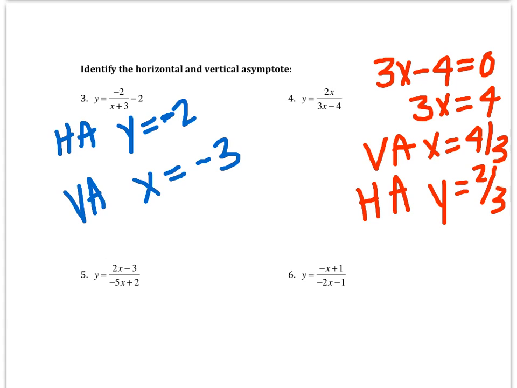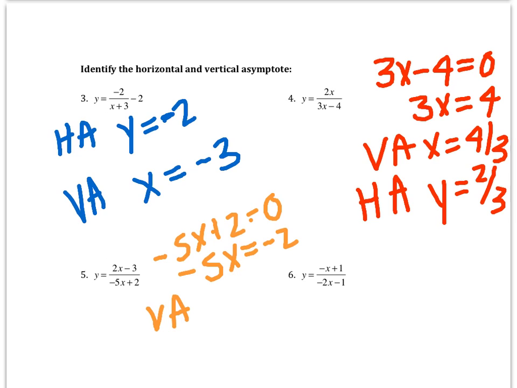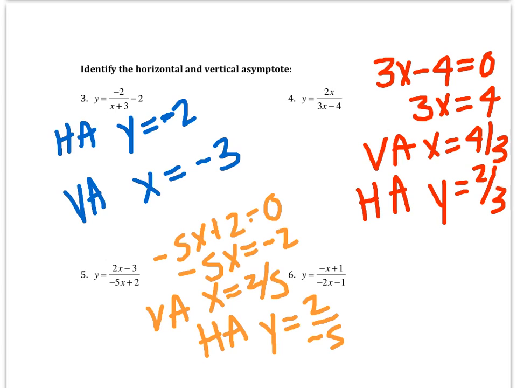So for number 5, -5x plus 2 equals 0. So I have -5x equals -2. So our vertical asymptote is x equals 2/5. Our horizontal asymptote is y equals, I'm setting those coefficients over each other, so I get -2/5.